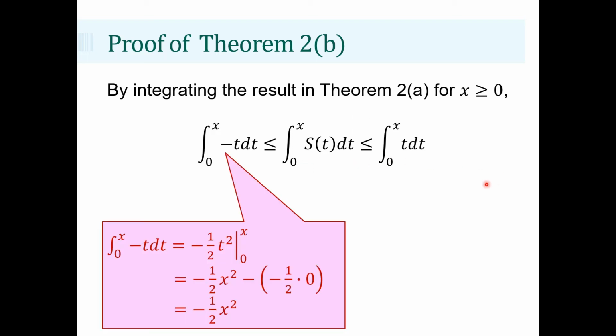So, first, the integral of negative t dt is actually equal to negative 1/2 t squared evaluated from 0 to x. So, ipasok lang natin yung 0 and x na bounds. So, we have negative 1/2 x squared minus negative 1/2 times 0 squared, or that is just equal to negative 1/2 x squared.